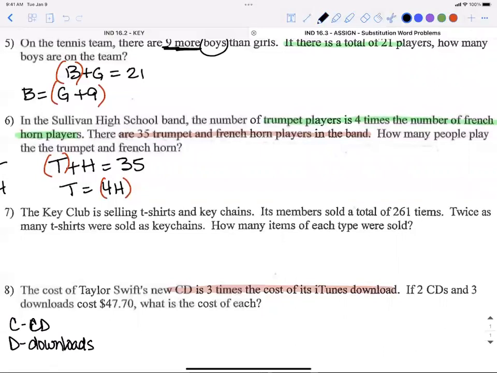So the CDs cost more, right? They cost 3 times more than the downloads. So if I take the downloads and multiply it times 3, that gives me the cost of the CD. C equals 3D. The other thing I know about this equation.